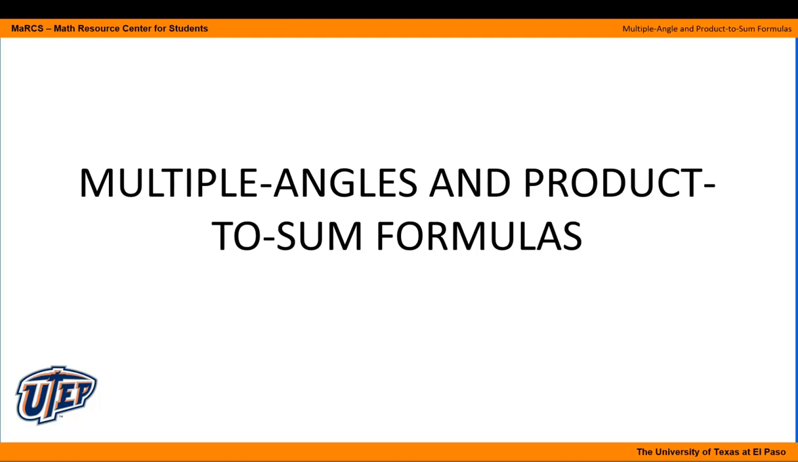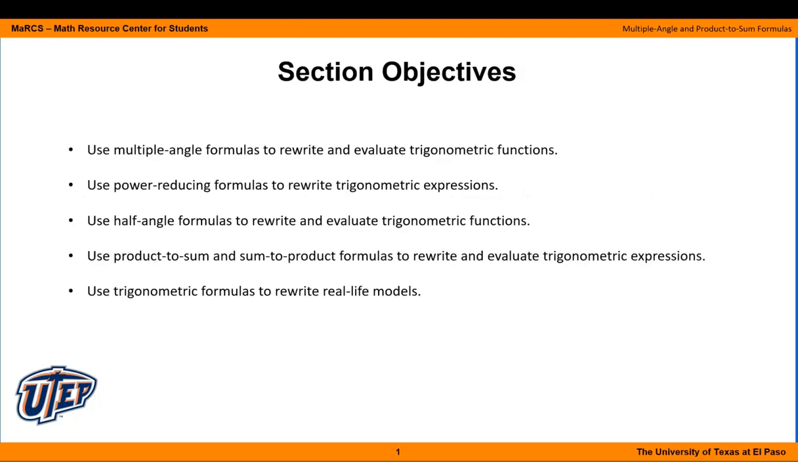Let's get started. In this lesson, we will learn several important trigonometric tools. First, we will use multiple angle formulas such as the double angle and triple angle identities. Next, we will use power reducing formulas to rewrite powers of sine and cosine. We will then examine half angle formulas and use them to solve equations. Finally, we will learn product to sum and sum to product formulas, which allow us to rewrite products as sums and sums as products. These identities become especially useful in higher mathematics courses, including calculus.